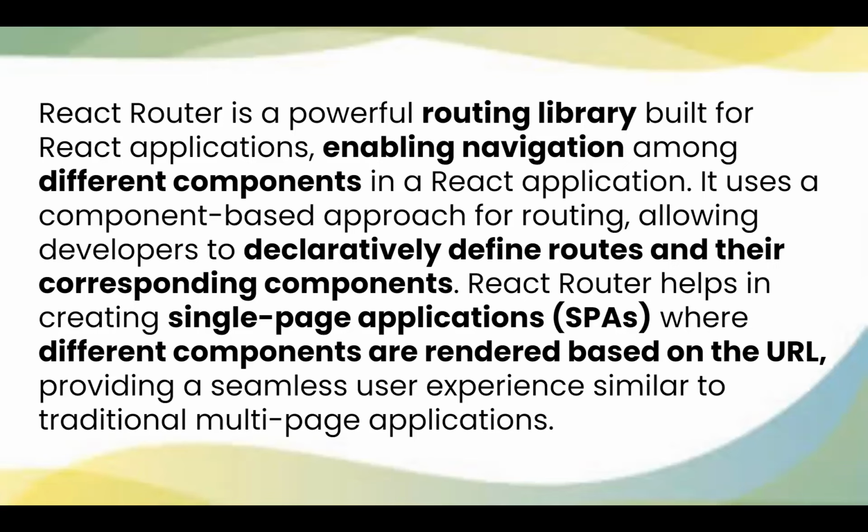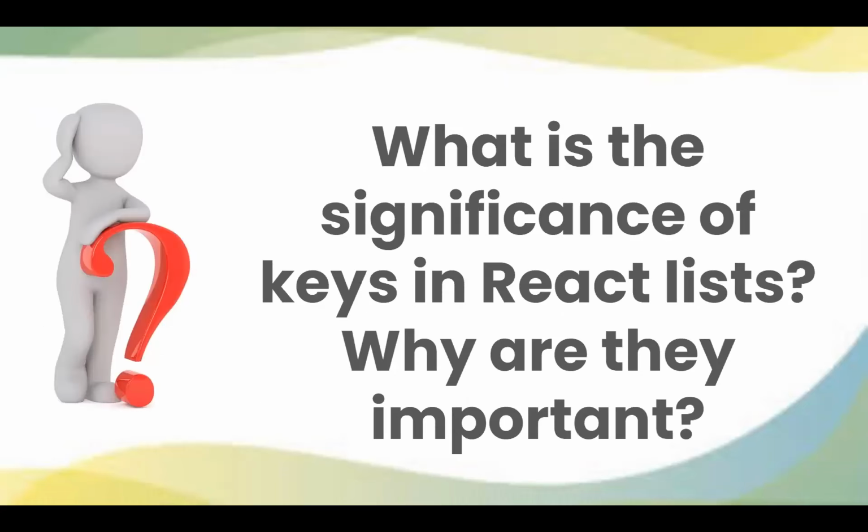So there should be something written like, if this path belongs to this component, that path belongs to that component. So what we do, we define the routes and their corresponding components. In this way, we are able to make single page applications like React, because different components are rendered according to the URL. So this way we use React Router, and React Router is highly powerful in React JS.